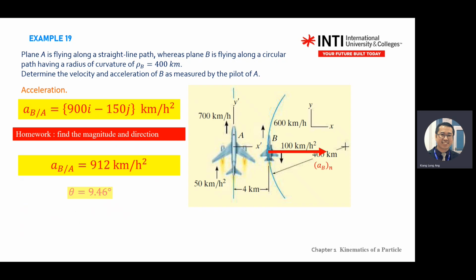Again, you can find the magnitude and direction. I'll give you the final answer. This one goes down from the x-axis. Okay. So when it comes to your tests or final exam, always tell us what you refer to, especially the angle. Or in the diagram, you can draw this angle in the diagram.